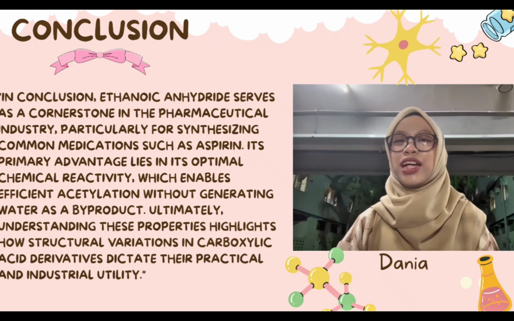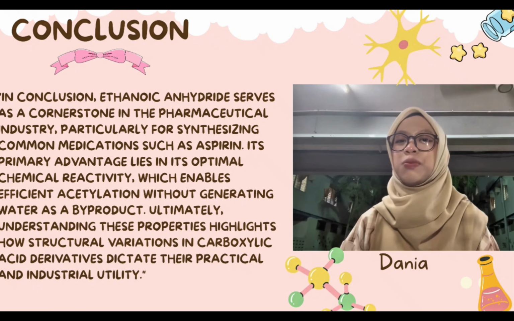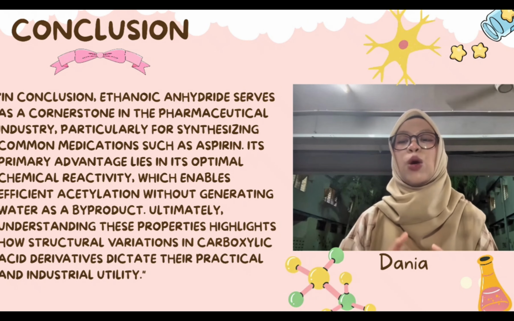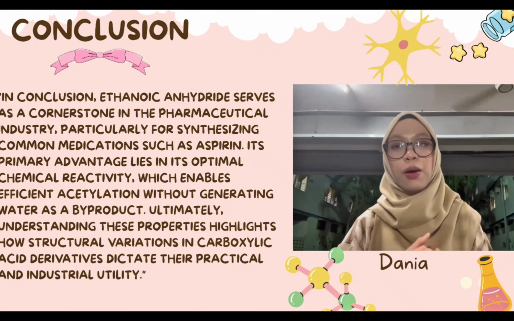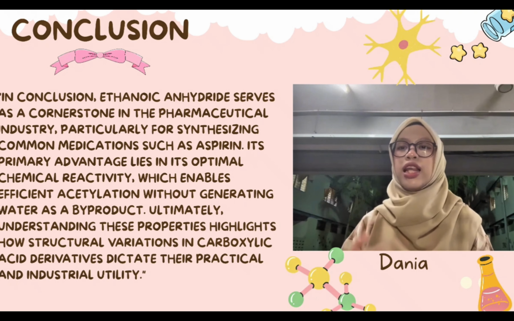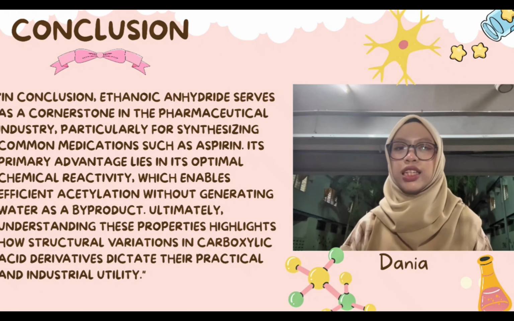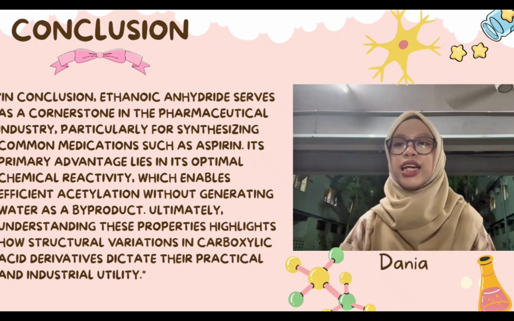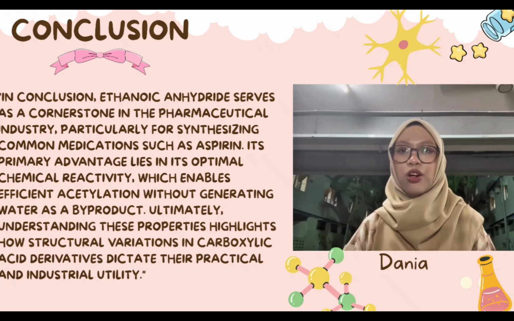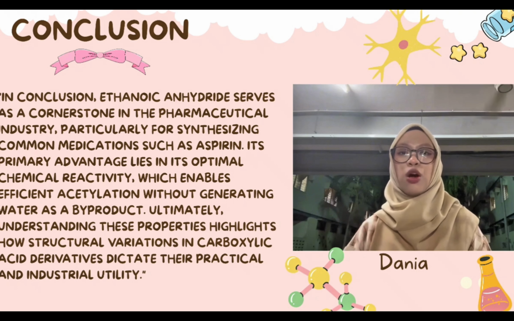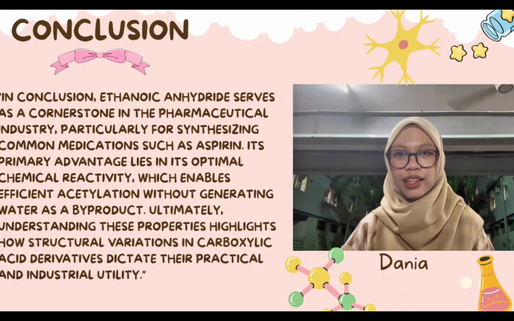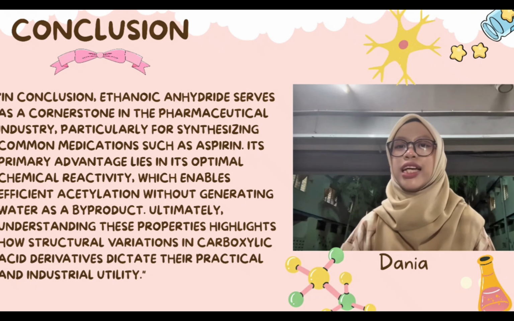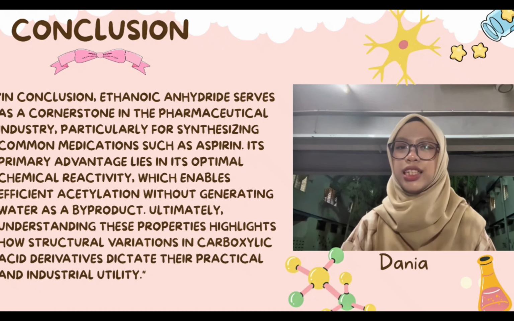In summary, ethanoic anhydride functions as an indispensable component within modern industrial chemistry, driving critical operations within the pharmaceutical sector for the large-scale synthesis of essential medications such as aspirin. The primary commercial and chemical advantage of this compound stems directly from its structural classification as an acid anhydride, a configuration that yields the optimal level of chemical reactivity required for the synthesis.